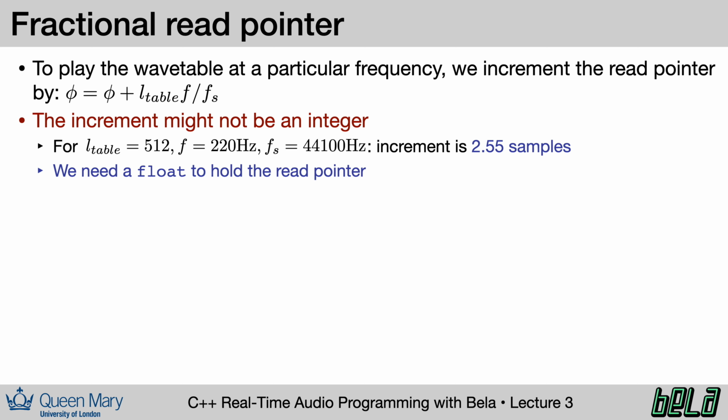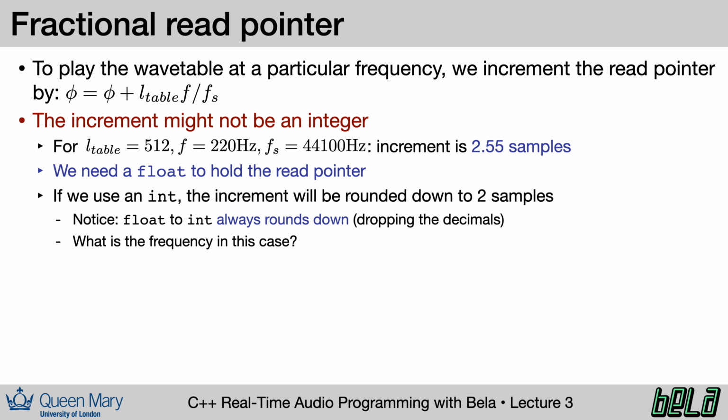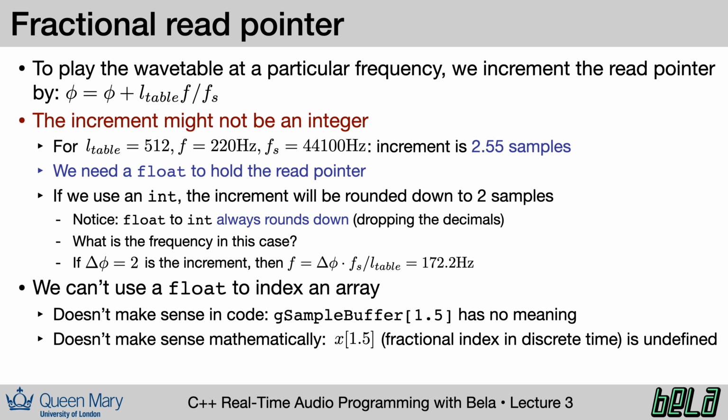So we need a float, and not an int, to hold the read pointer. If we use an int, the read pointer will always be rounded down to the integer just below its value. In this case, it's going to give us the wrong frequency, and we can actually work out what that frequency might be. Instead of having an increment of 2.55 every iteration of the for loop, we have an increment of just 2 samples, and then we can work that out from the same expression we saw in the previous slide. We would find out that we have a frequency not of 220 Hz, but of 172 Hz. So we have to make gReadPointer into a float.